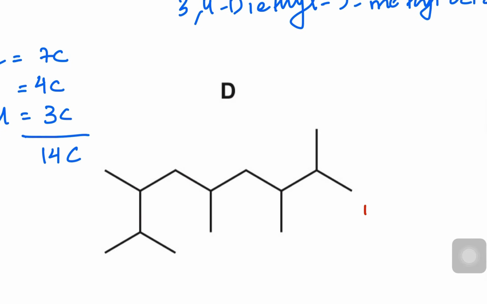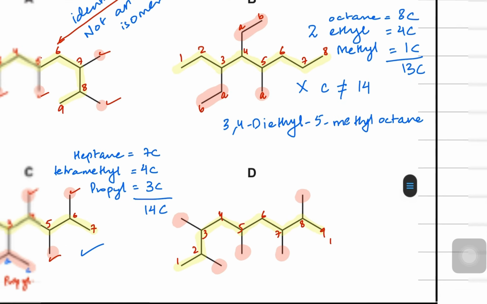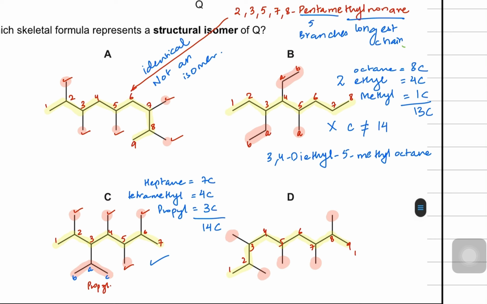Let's confirm option D. We will have the longest chain from here because this way it is longer than any other possibility. Let's number it. 1, 2, 3, 4, 5, 6, 7, 8, 9. There's a methyl on carbon 2, carbon 3, 5, 7, 8. It's exactly the same name as initially. So this is also identical. So D and A were bad options.